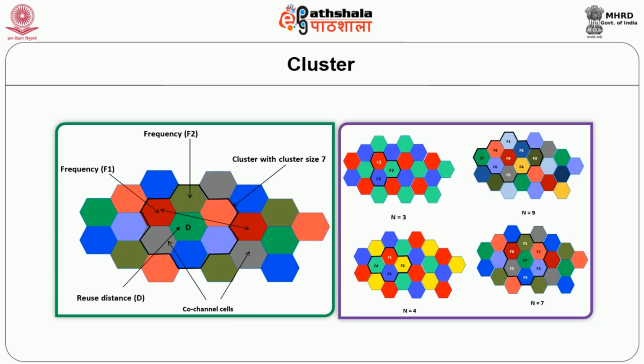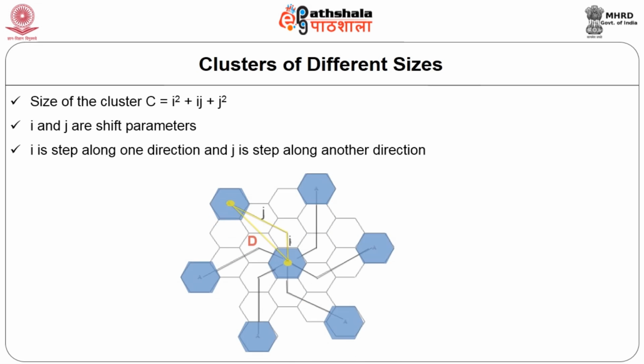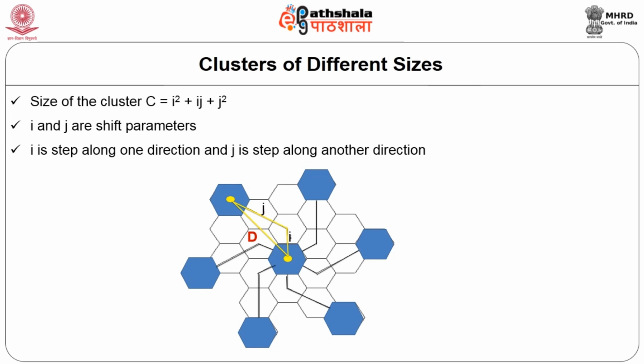For that derivation, let us look at the following terms. These terms we have discussed in the previous module also, but for a recap, the size of the cluster can be 3, 4, 7, 9, 12, 21, and so on. We said that there is a predefined way in which the size of the cluster is calculated. The size of the cluster is according to two integer values which are known as shift parameters i and j.